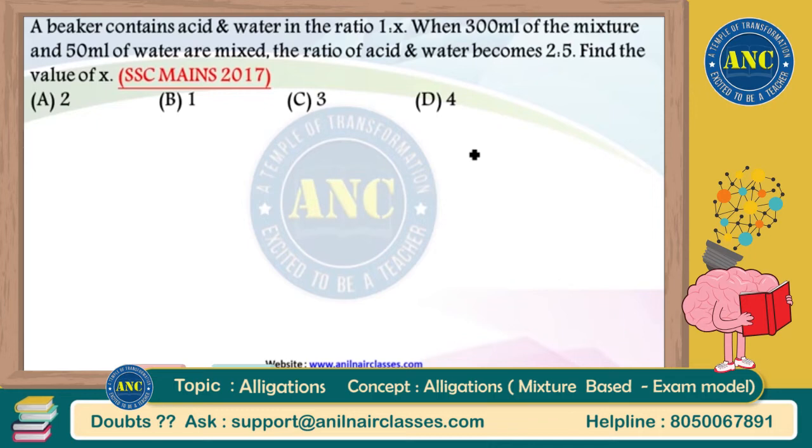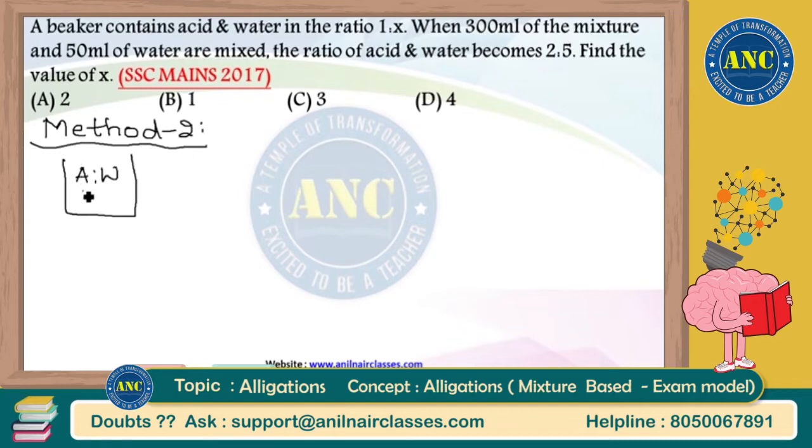Suppose same question once again I have drafted. Let me see how beautifully I can solve this question by using method 2. Now listen to this carefully, sir. Method 2. Once again I am drafting the diagram. Acid and water in my first mixture is 1:x. Totally 300 ml of mixture is present in the first vessel. Only water is present in the second vessel. Pure water of 50 ml is present in the second vessel.